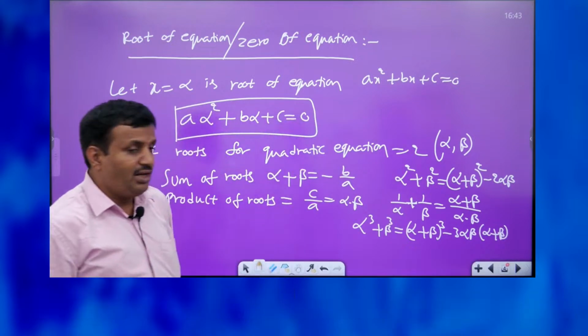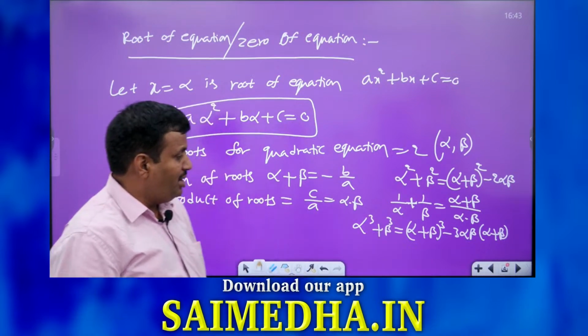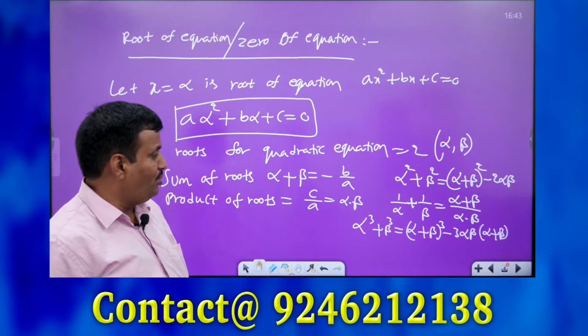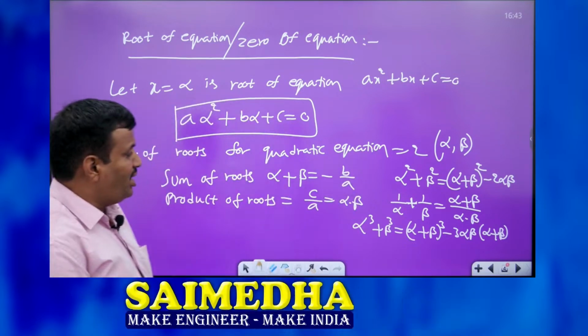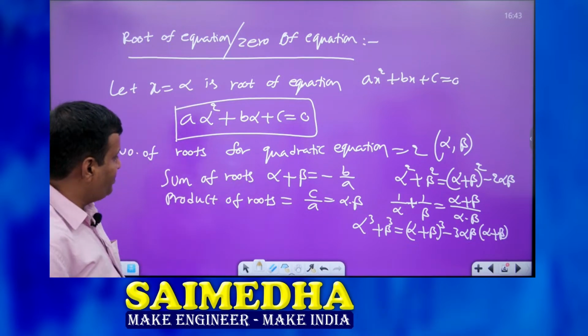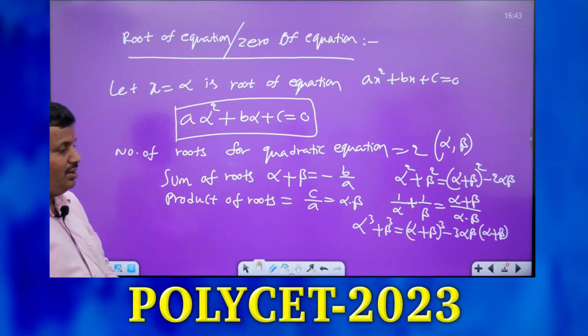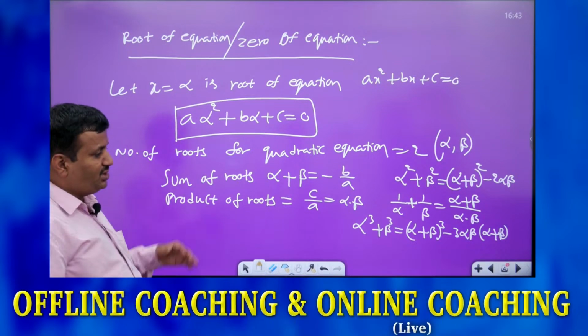3 alpha beta into alpha plus beta. Alpha cube plus beta cube is alpha plus beta whole cube minus 3 alpha beta into alpha plus beta. So all this knowledge is required to solve the numericals from the quadratic equation. ఇవన్నీ knowledge ఉండాలి మనకి. What is the sum of the roots and what is the product of the roots in the quadratic equations. Last slide.